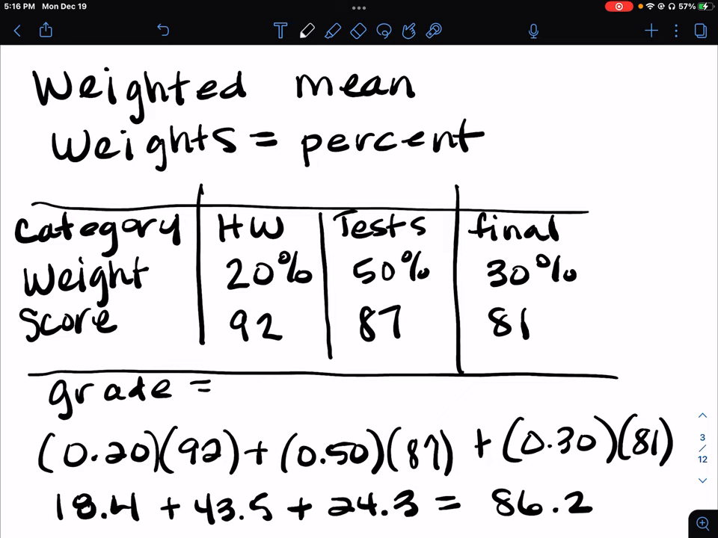So if homework was worth 20%, you change 20% to a decimal and multiply that by 92. Do the same thing for 50% and 30%. Okay, do your multiplications and then add.